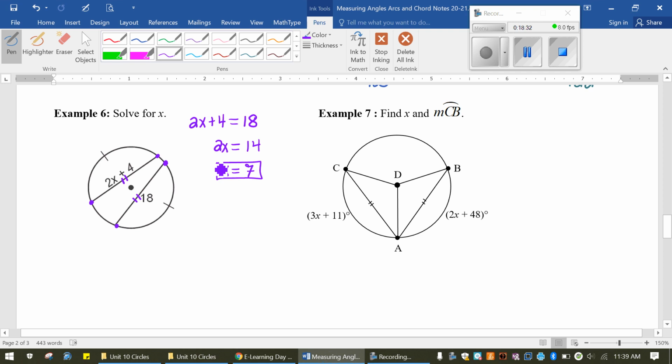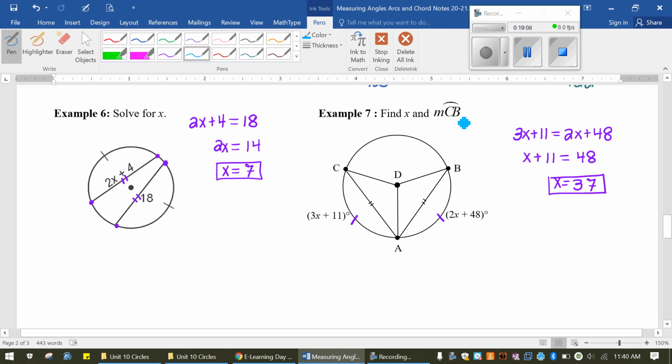All right, similarly in number 7, now instead of the expressions being on the chords, the expressions are on the arcs. Because I see those congruencies here, it means those arcs are going to be congruent as well. So 3x plus 11 equals 2x plus 48. Subtract 2x from 3x, you'll get an x. Subtract 11, and you'll get that x is 37. So that takes care of the first part of this question.